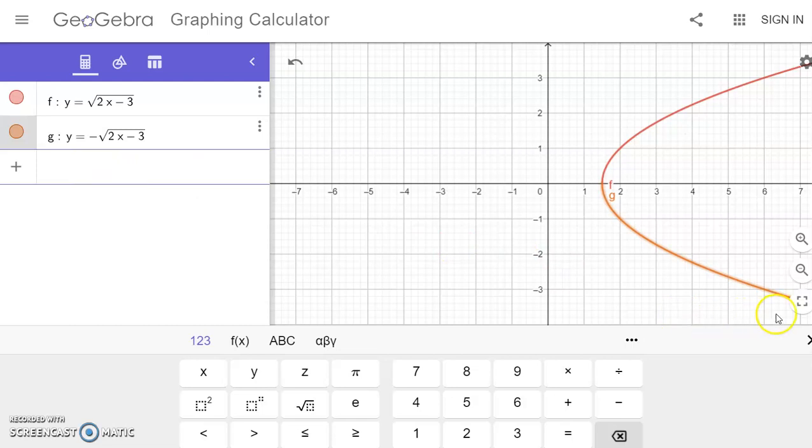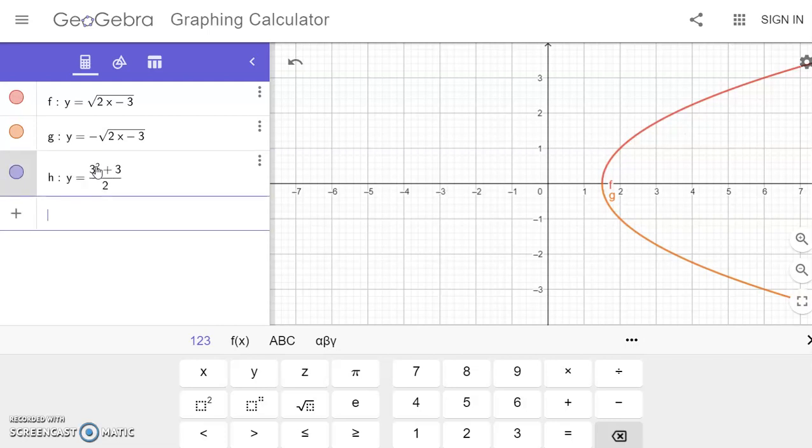Okay, now let's put our inverse up here and we'll see what it looks like. Let's do y equals x squared plus 3, divided by 2.